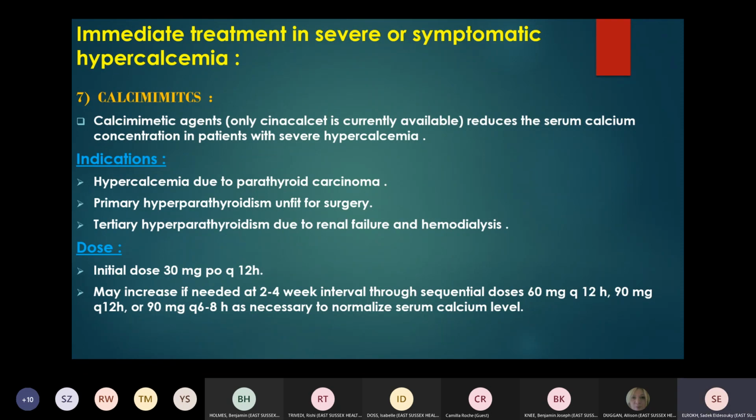If it is refractory to treatment, refractory to IV fluid, or if it is severe hypercalcemia, more than 14 milligram per deciliter. But after that, every treatment is indicated in special cases. So IV fluid, diuretics, and calcitonin are given for all patients with hypercalcemia.